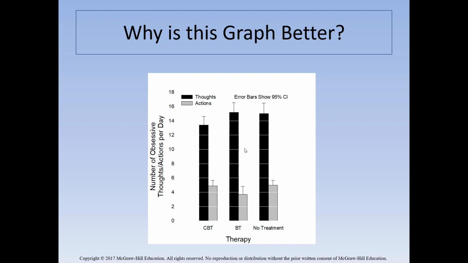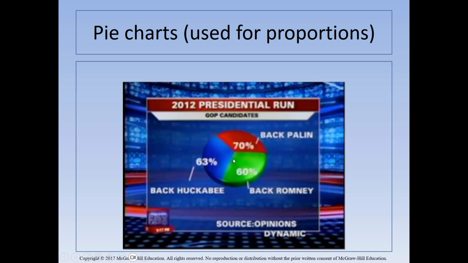A much simpler way of doing this graph is we have the two measurements, the thoughts and actions, and we have the three therapies, and we just plot it as a clustered bar graph in 2 dimensions. And we can easily see now, for the thoughts, BT is higher than no treatment, and we can get a much better idea of the relative level than we could with the 3D graph.